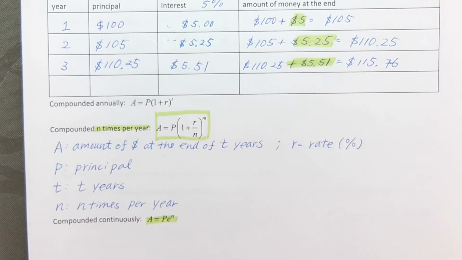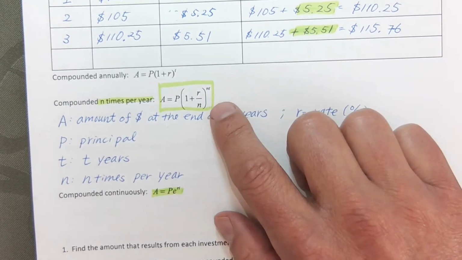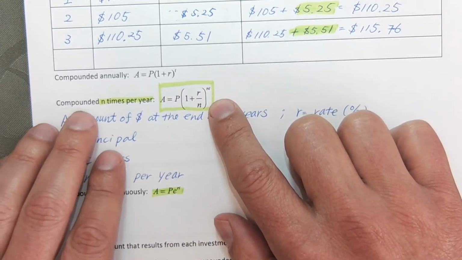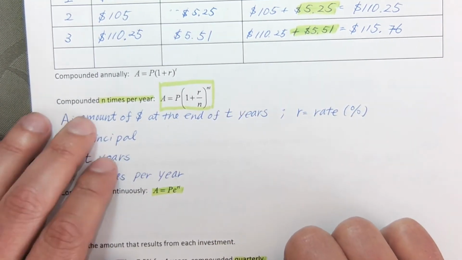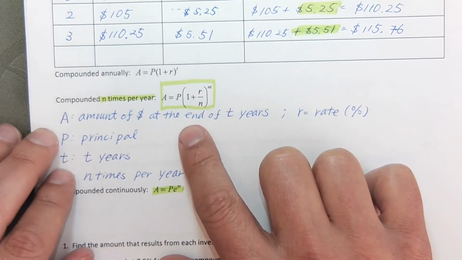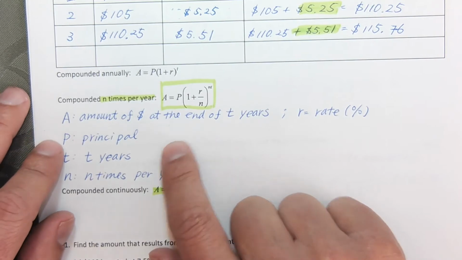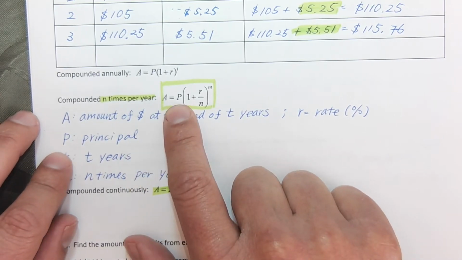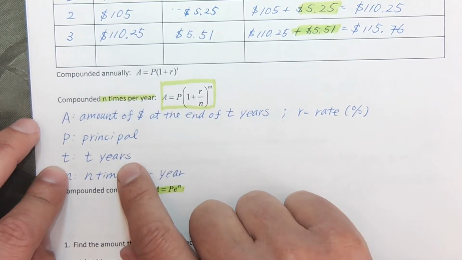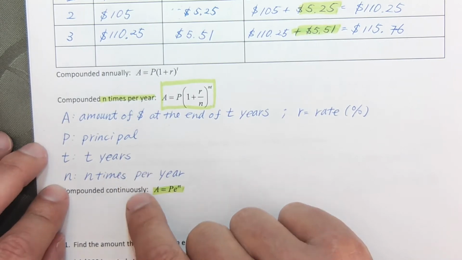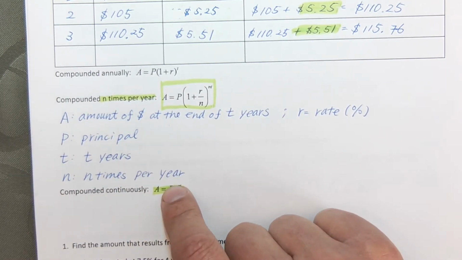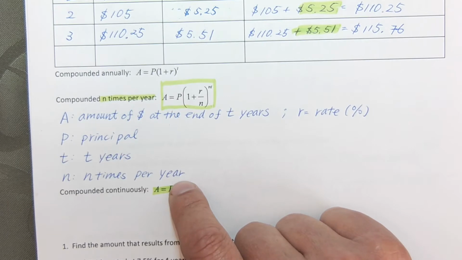Here's our two formulas that we will be using. This one here and this one here. And I want to break this down a little bit. You can see it gets a little complicated. The A here stands for the total amount after so many years. P is the principal. That's the original amount that was put into the account. T is the number of years. And I want to explain N for a second. N is the number of times that it's compounded per year.